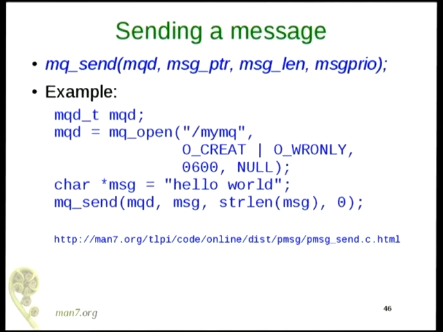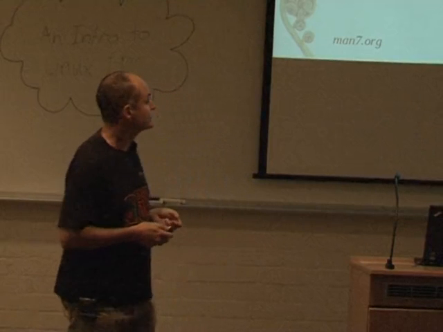So some examples there of sending. Okay, we open a queue as before. Here's our message. Send to the queue. That message, size of the message, and 0 is the priority. Again, I've got some URLs pointing to bigger examples that contain these code samples.